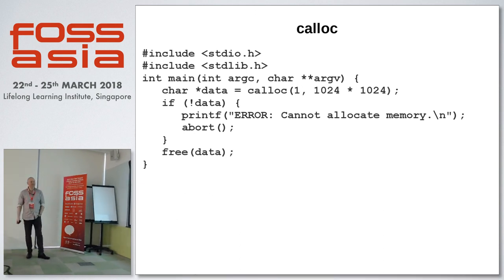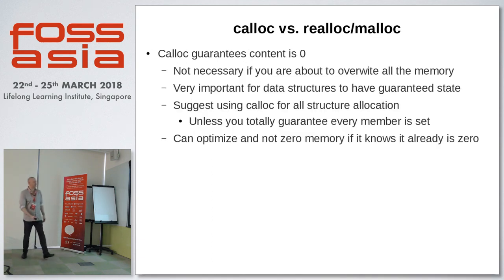Calloc does the same thing, but its parameters are different. It has a count and then a size. So how many of what? One lot of 1 megabyte there. And please give me all zeros. Nice and simple. So calloc is awesome. Remember, it guarantees it zeros. I use it a lot because it basically saves you from bugs.